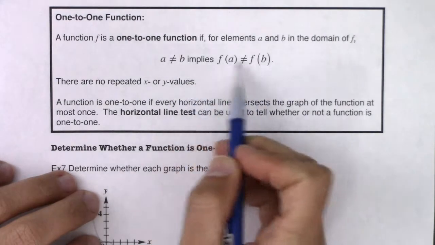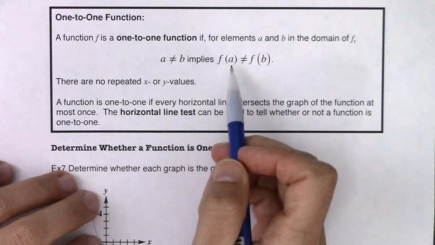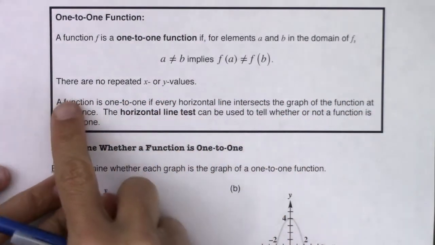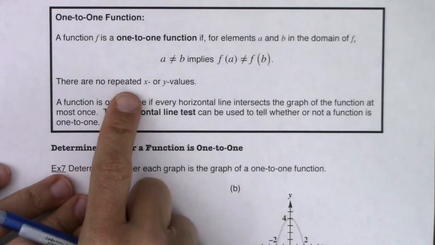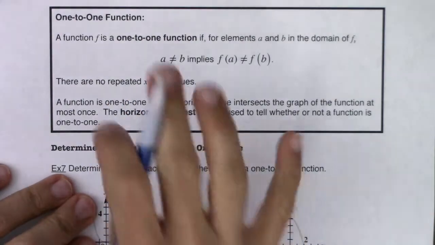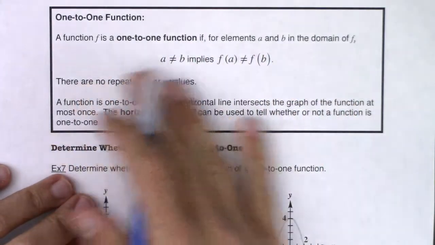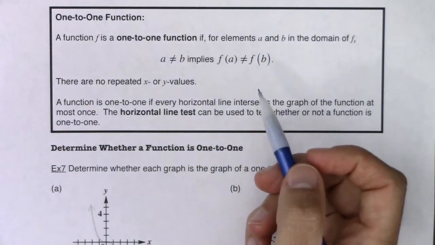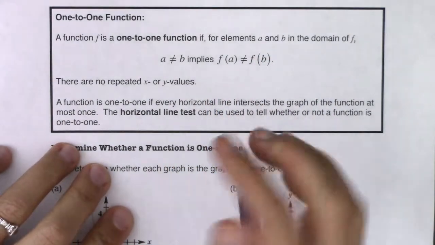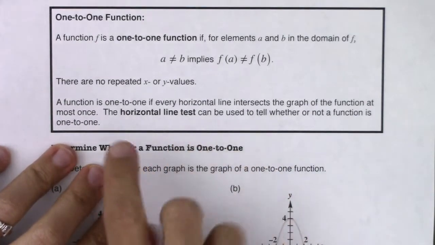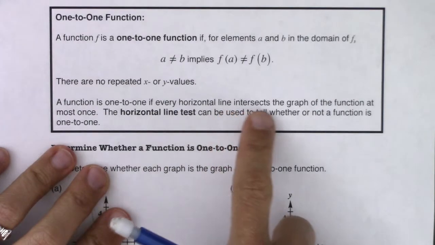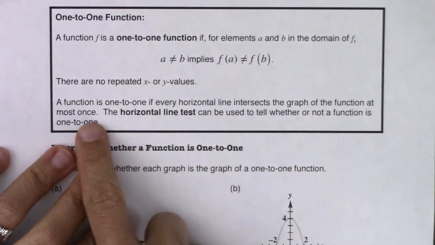And that might seem a little convoluted and make you scratch your head a little bit. What it really boils down to, if I want to write it in words, is there are no repeated x or y values. So when you look at your ordered pairs, nothing repeats. And if you don't have a list of ordered pairs, let's say you have a graph, we have something called the horizontal line test, where it says a function is one-to-one if every horizontal line intersects the graph of the function at most once.